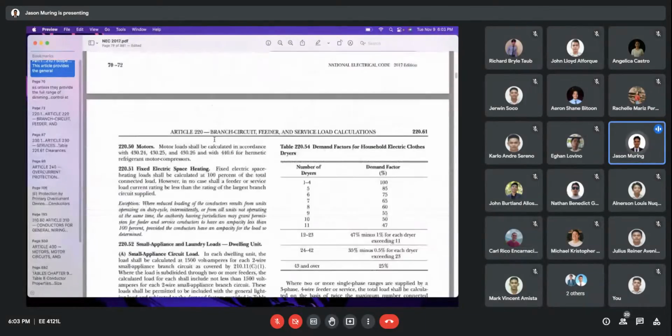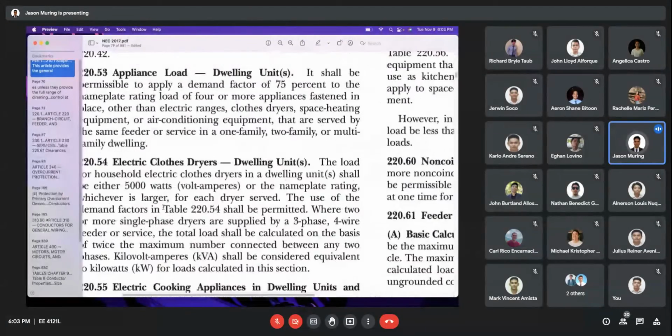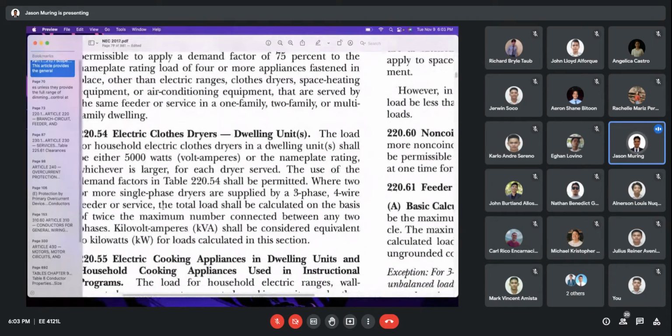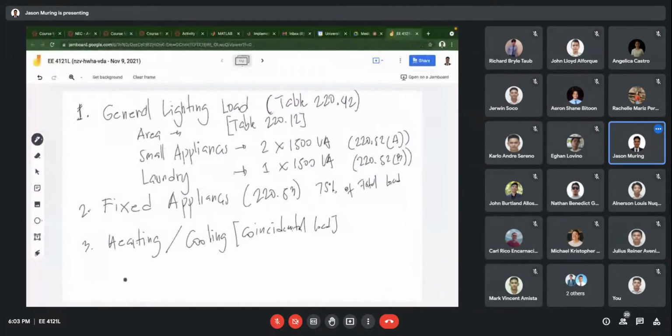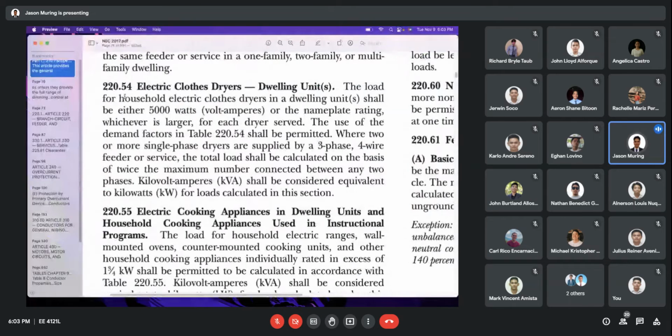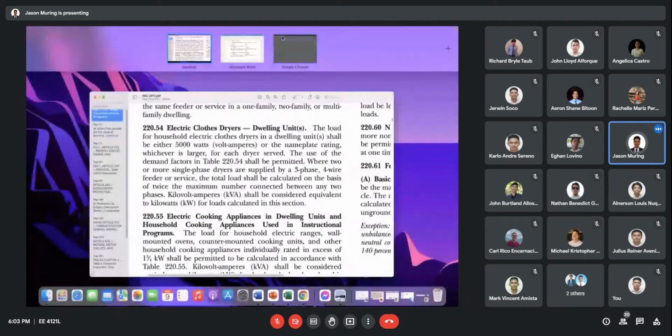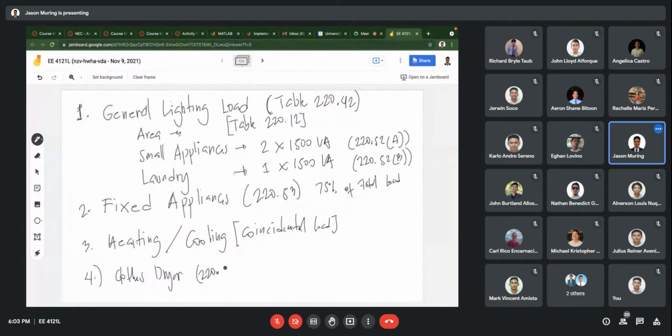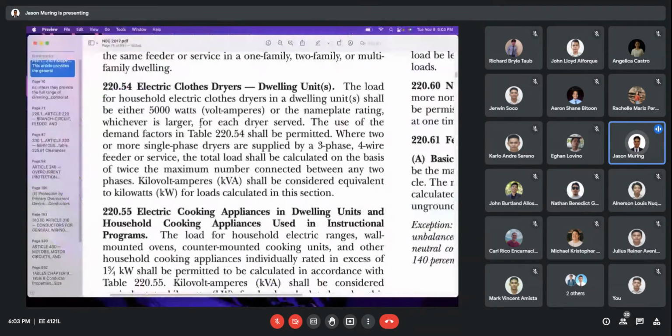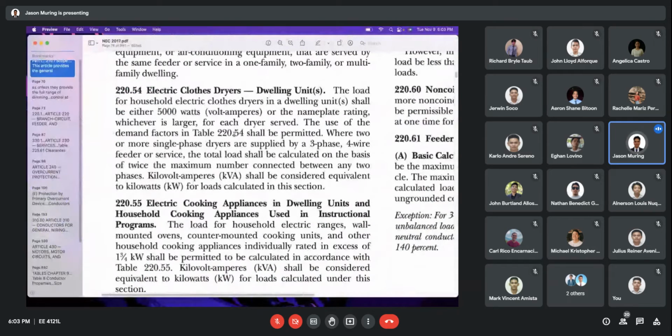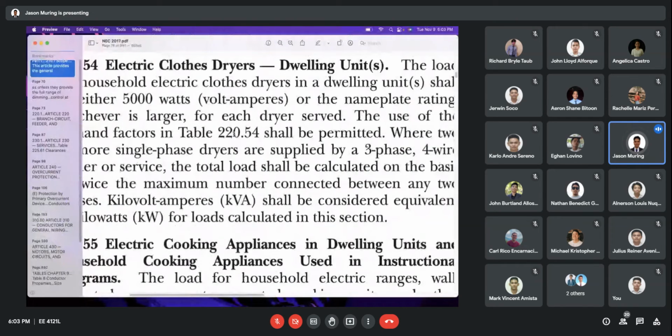Okay, so next part is clothes dryer. I already mentioned this last time, so let's include it here. For clothes dryers, you have to look at this section. We have 220.54. There is no specific table for it, so we have to look at 220.54.